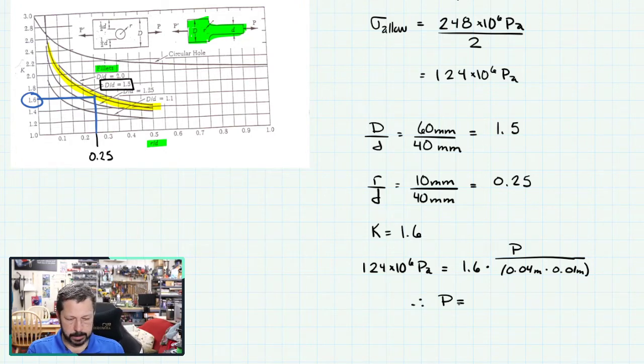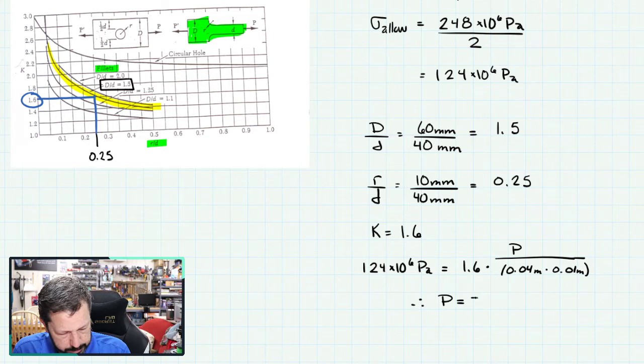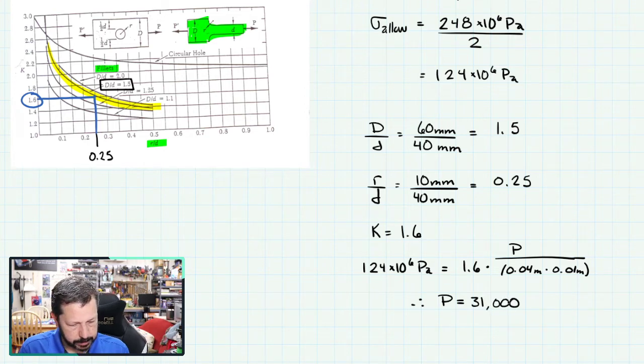So let's see what we get. 124 million. Let's divide by 1.6. Let's multiply times 0.04 and 0.01. And I get P 31,000. Let's see our units. We've got everything in meters, pascals, so that should be newtons.